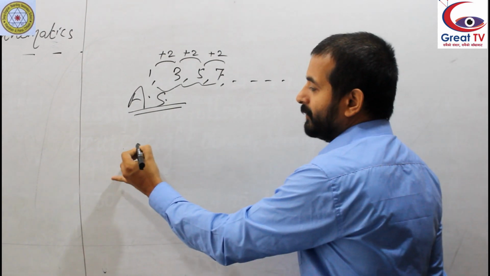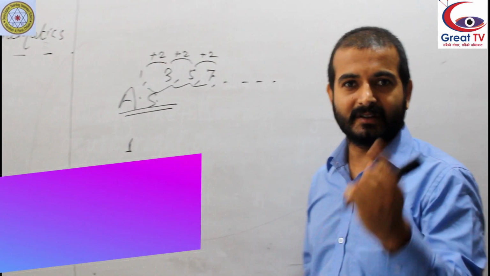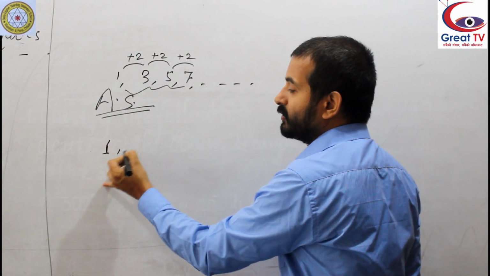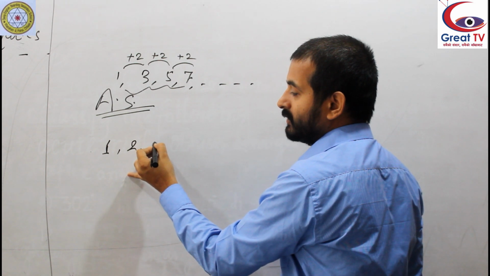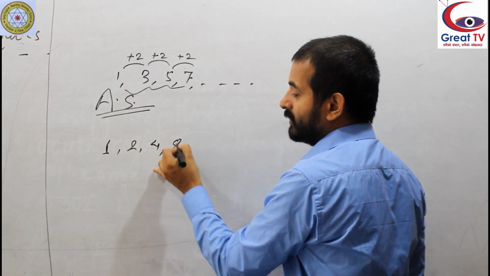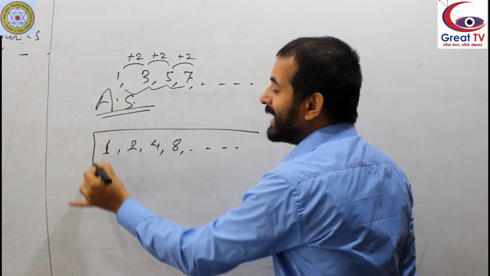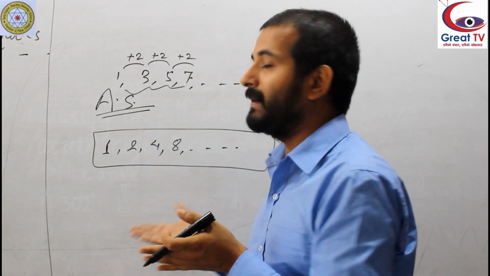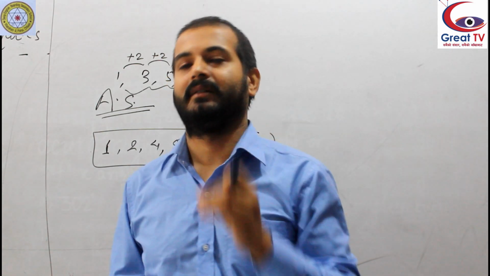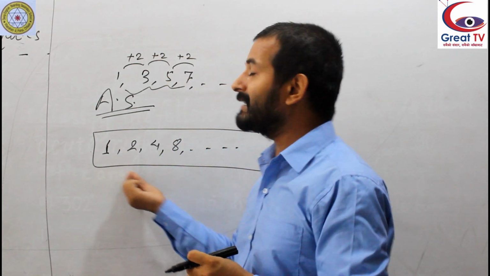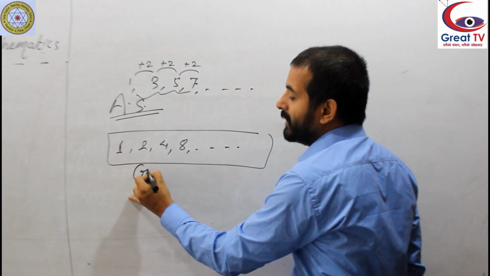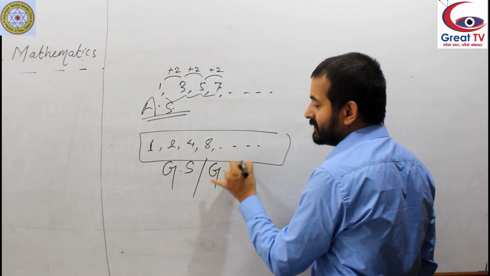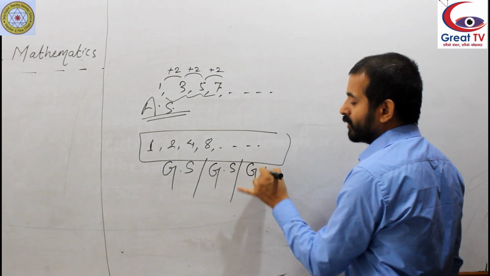For example, if you make a series by multiplying with a certain fixed number, let's take 2. 1 multiplies 2, 2 multiplies 2, 4 multiplies 2, and so on. So the type of series where you make it by multiplying with a certain number, that type of series is called geometric series or geometric sequence or geometric progression.